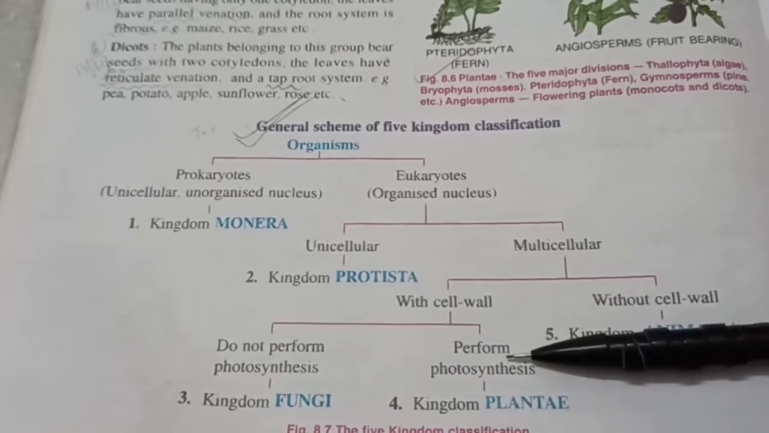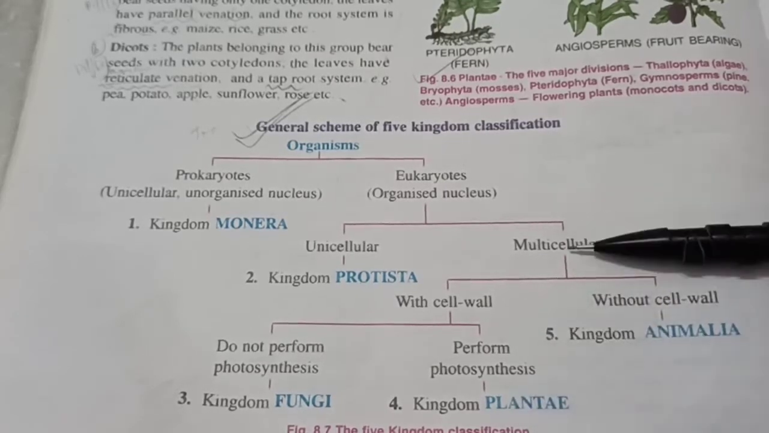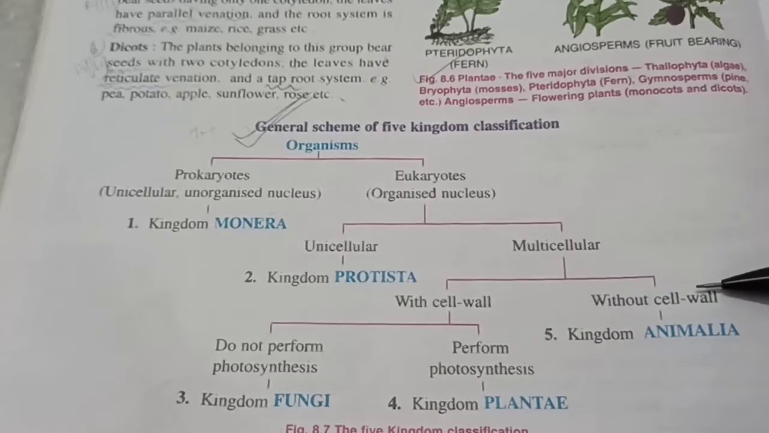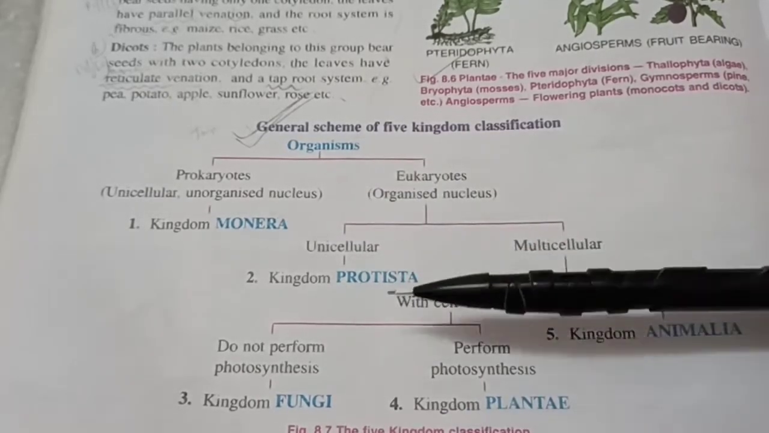If they can do photosynthesis, then they are Plantae. Now, there are some plants which don't do photosynthesis, surprisingly, again an exception. What if multicellular organisms don't have a cell wall? Then they are belonging to a kingdom called Animalia. So these are the 5 kingdoms, and now you know the logic behind it.